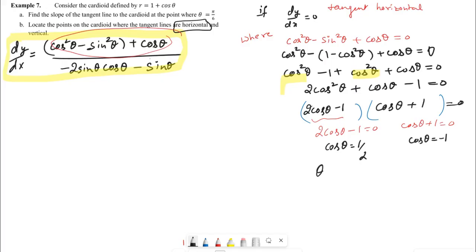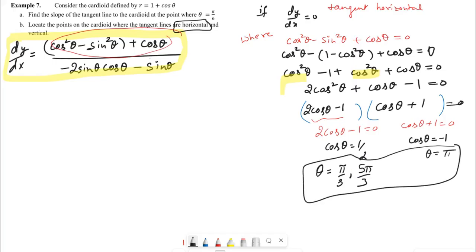So when is cosine theta half? That can be pi over 3, or in the fourth quadrant, 5 pi over 3. Cosine theta is negative 1 at theta equal to pi. So therefore, tangent can be horizontal at these 3 points, provided the denominator is not 0 at those points.